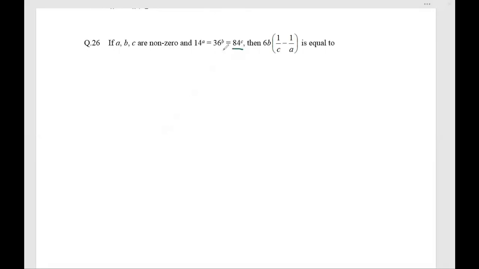How to identify 84 is product of 14 and 36. So 36 is 6 square. So we will rewrite it as, we'll keep 14 as 14. 36 we will write as 6 to the power 2b, basic law of indices you know, because 36 is 6 square, is equal to 84 to the power c. And we'll take it as k. It will be easier to represent now.